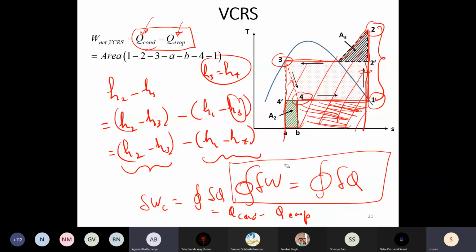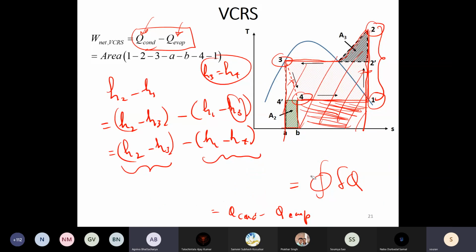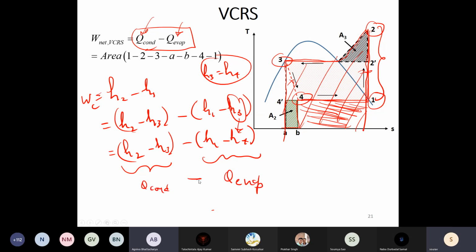Okay, so it was probably not very obvious from the cycle itself, but once we look at the individual processes, I hope it becomes quite obvious. So H2 minus H1 is the work consumed by the compressor. I just made some modifications: H2 minus H3 minus H1 minus H3. Replace this H3 with H4. So this is your Q evaporator. This is your Q condenser. Any doubts? Okay, good.